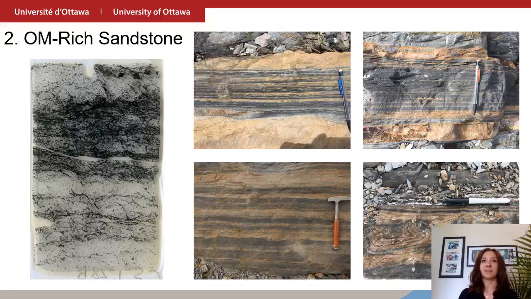Sand beds with elevated TOC are usually highly cemented with plane and ripple stratification, and as you can see in these images, they have a distinct appearance that is defined by alternating bands of black organic-rich laminae and orange sandstone.